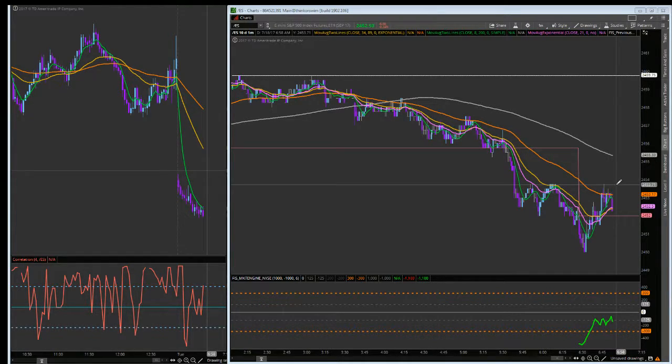So I've had 7 trades, all of them successful. At this point, had to wait a little bit on the 7th one.